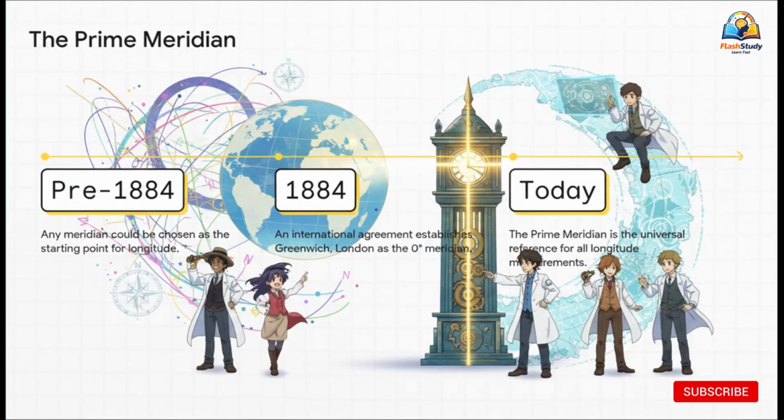So what is this all-important line? It's the prime meridian. And here's a wild piece of trivia for you. Before 1884, there wasn't one. It was kind of a free-for-all. Different countries just picked their own starting points. Can you imagine the chaos? Finally, everyone got together and agreed that the line running through Greenwich in London would be the official 0 degrees starting point for the whole world.